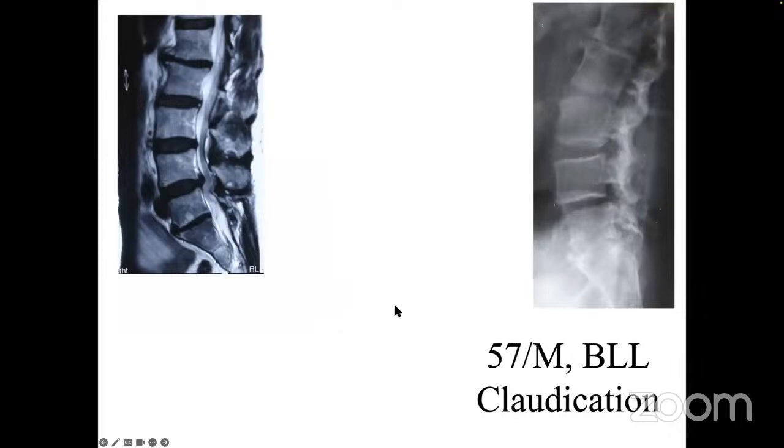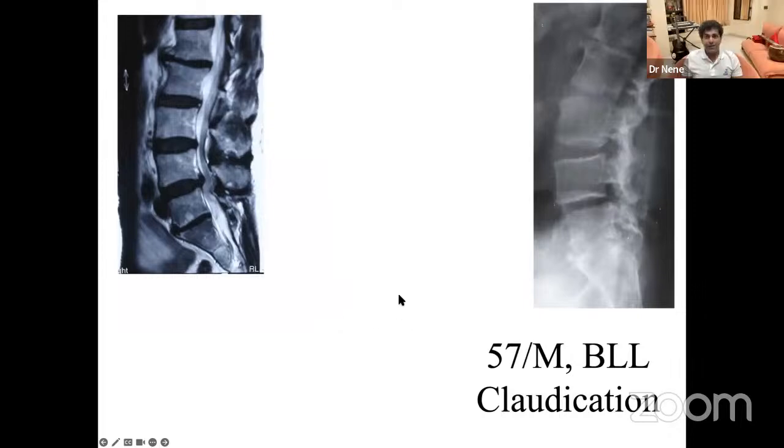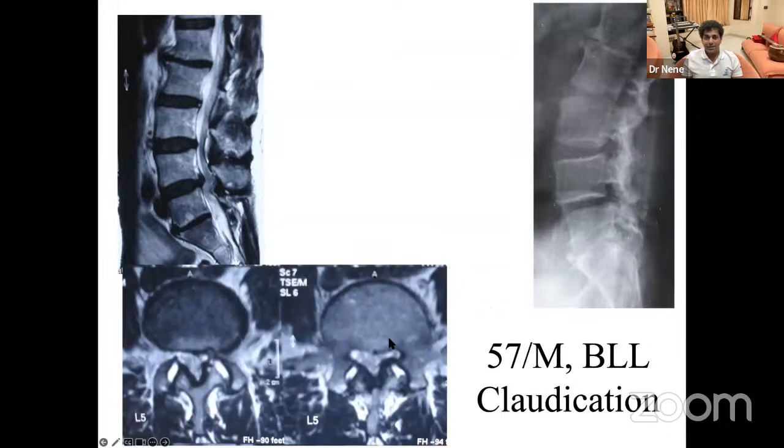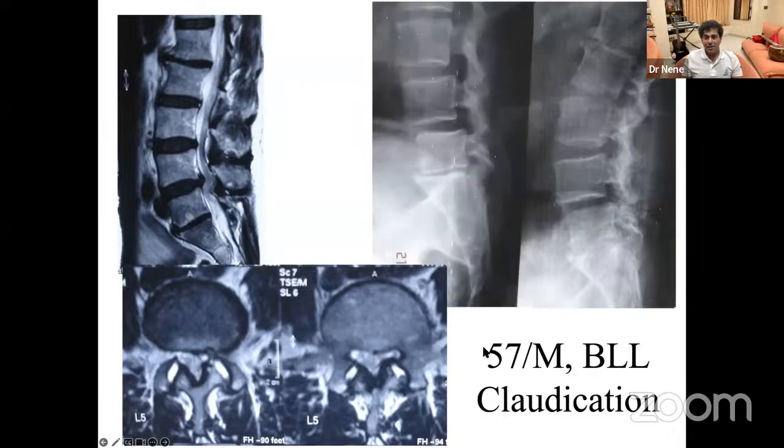Okay, we saw this case. This is the guy with significant claudication. If he has all the telltale signs, he has a tall disc on top of a sacralized L5. You want to get his actual images. You clearly see facet fluid. You want to get a dynamic X-ray, and there you go.